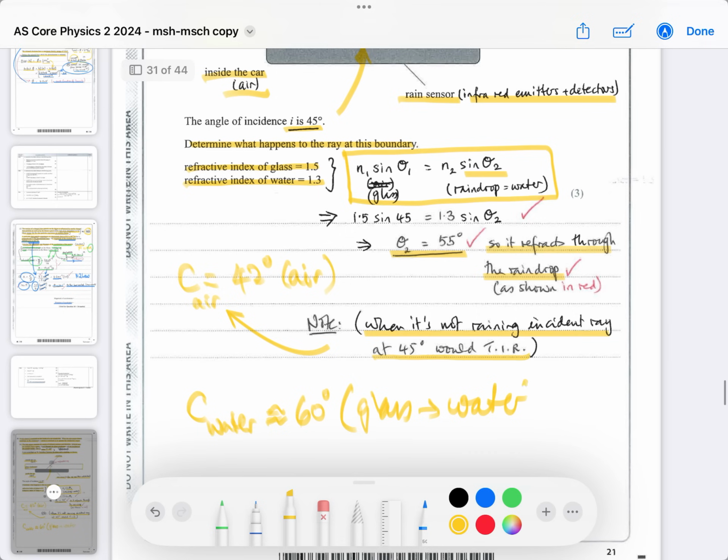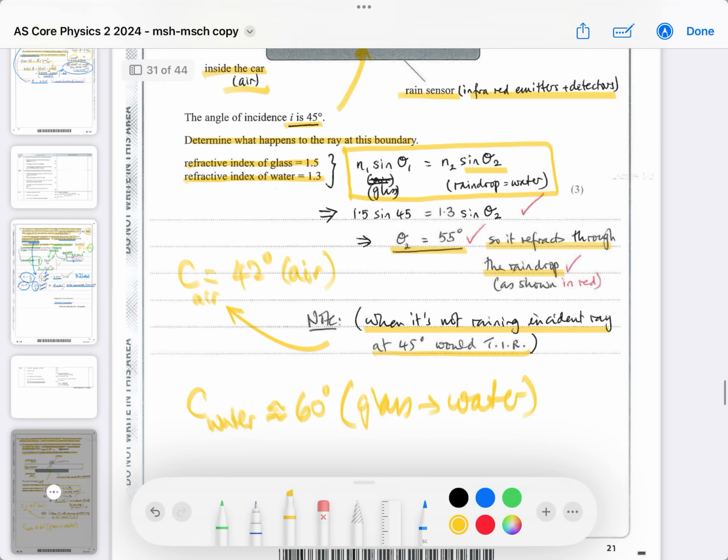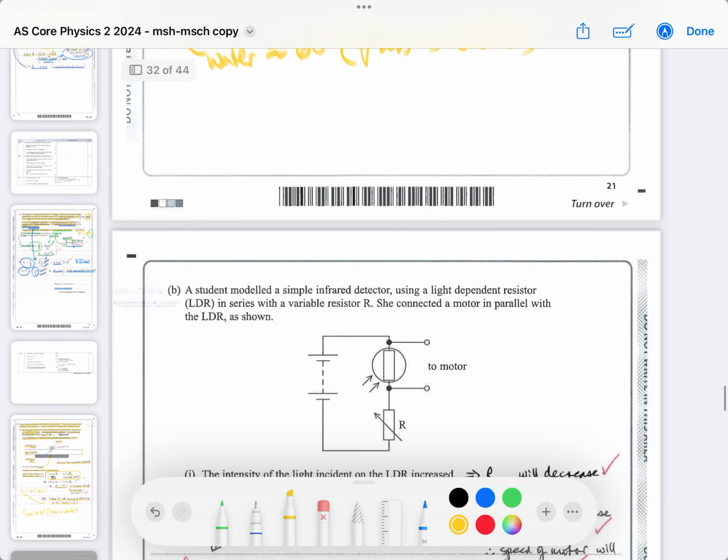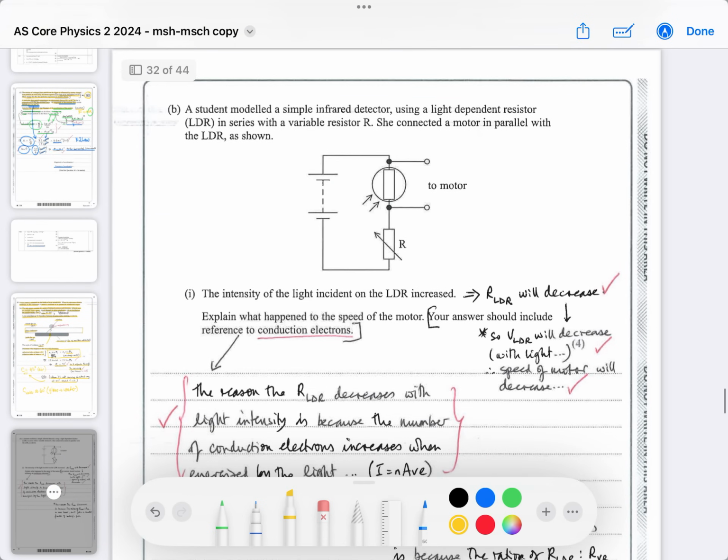So remember, critical angles depend on what is on each side, or what the refractive index is, the incident angle is in, and the refracted rays are going through. Okay, part B, it says students model a simple infrared detector using a light-dependent resistor.